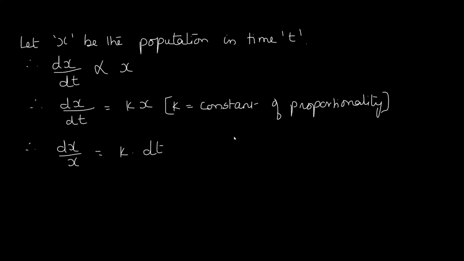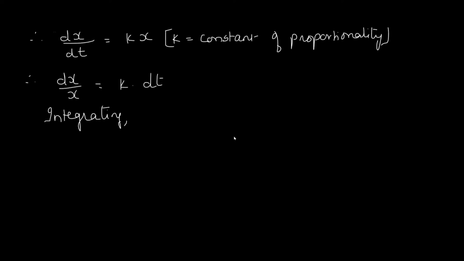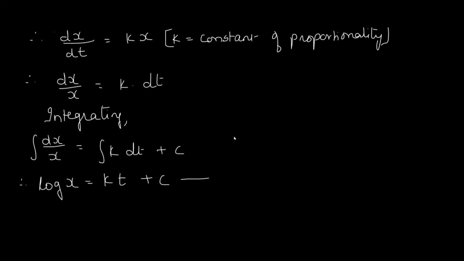Now the variables are separated, so we integrate both the sides. So integrating, we get integral dx upon x is equal to integral k dt plus c also. Therefore, dx upon x, the integral of that is log x. So, log x is equal to kt plus c. Say this is our first equation.